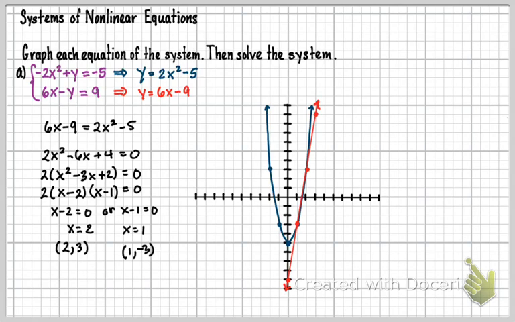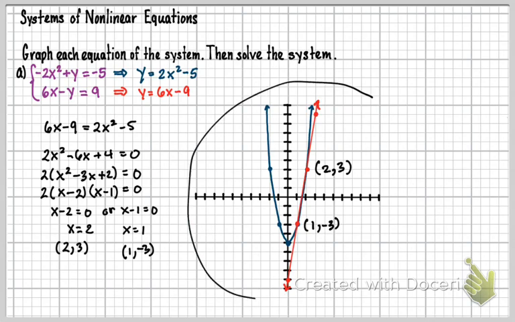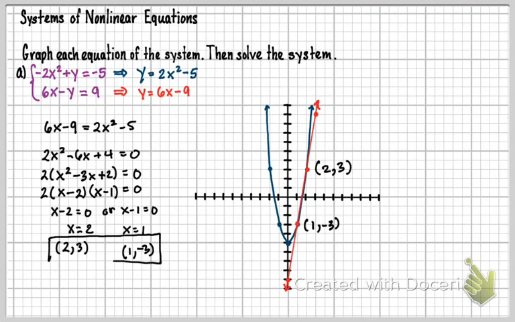And if I think about those 2 points on my graph here, 1, negative 3 is down here, and 2, 3 is actually up there. So that's where this system of equations intersects, and that's what it means to solve the system. So that's my answer for this one. So we graphed it, and that's the first part here. And then it says, then solve the system. And that's what we ended up with down here. So that's our answer for this problem.